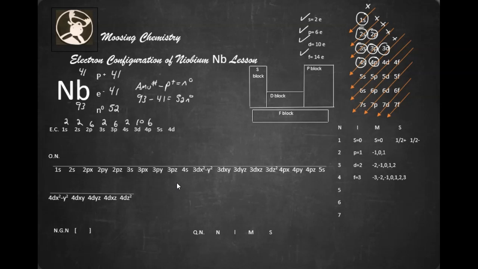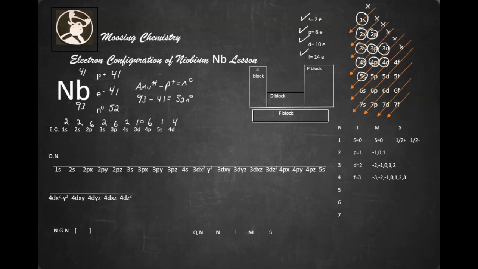4p6. Now remember that Niobium is an exception, so we're just going to go 5s1. Go to the next slide, and we go 4d4. Again, normally you would say something like 5s2, 4d3, but Niobium is an exception, so we can't do that. We have to call it 5s1, 4d4.